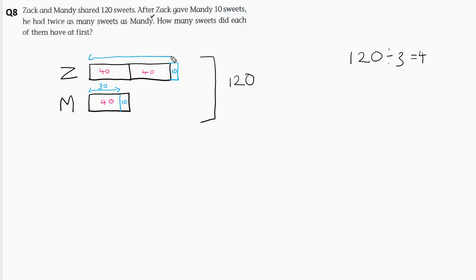And this is what Zack had at the beginning. And actually, this is what we're asked: how many sweets did each of them have at first? So at first, Mandy had 40 take away the 10, which is 30. And at first, Zack had the 40, add the 40, which is 80, plus 10 is 90. So that's how much Zack had at first. So Mandy had 30 sweets and Zack had 90 sweets.